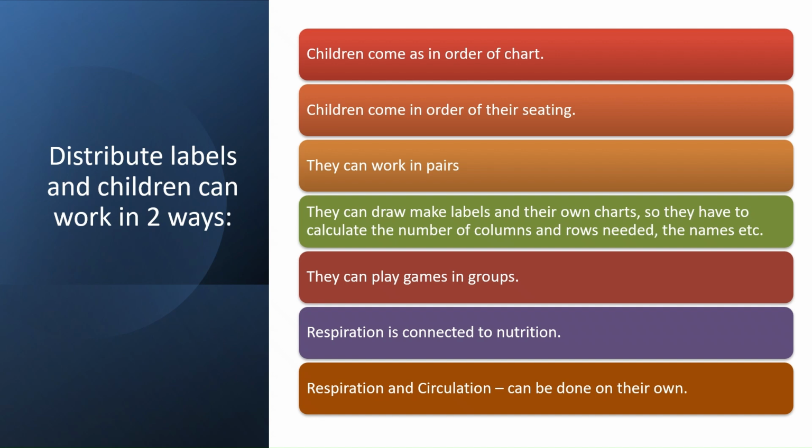That is, the first one is where the children come in order of the chart. That is, look at the picture on the chart, and the child who has got that label for the first picture should come and keep it. The second way is where the children come in order of their seating. So we are not looking at the chart. The child who sits first has to come with a label and find the appropriate place and keep the label there.